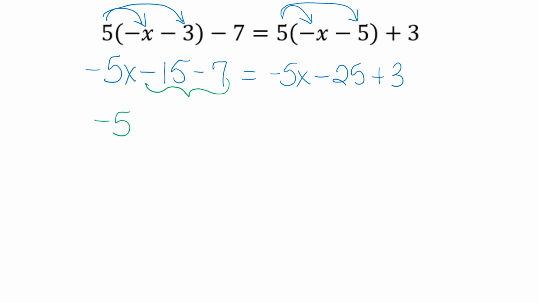My -5x, I'm going to leave that. And we have -15 minus 7, which is a -22. Bring down our equal sign. Over on the right-hand side, we need to combine like terms also. We have a -5x. And then -25 plus 3 is going to give me a -22.